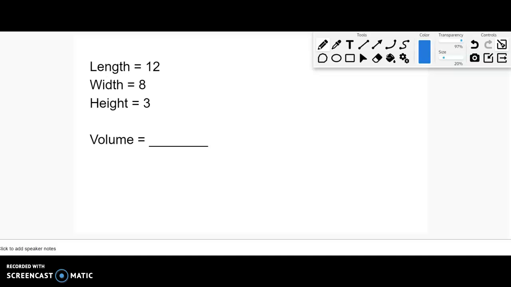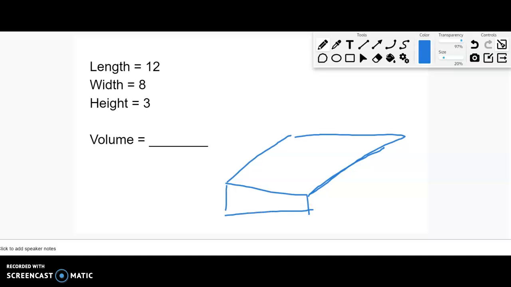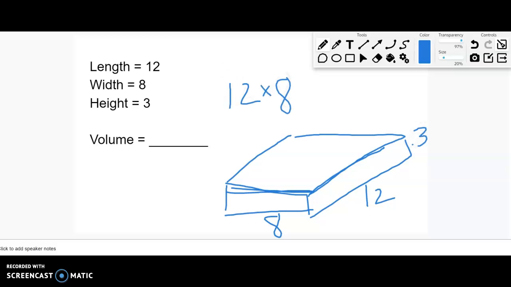Sometimes they'll just give it to us as a description. It can be helpful to draw it if you need to. You don't have to, but that can be helpful. Ooh, that was a very funny looking rectangular prism. Sorry about that. Then we have length is 12, width is 8, height is 3. I can do 12 times 8 times 3.